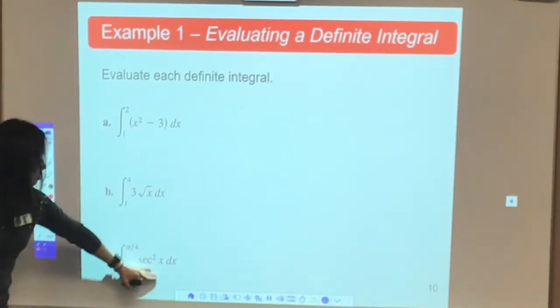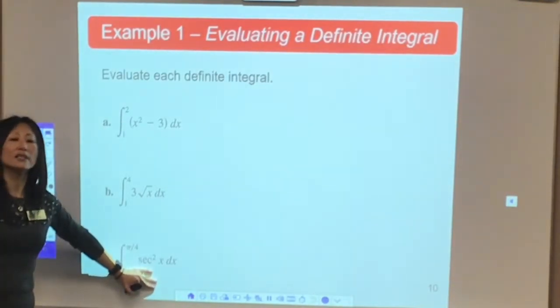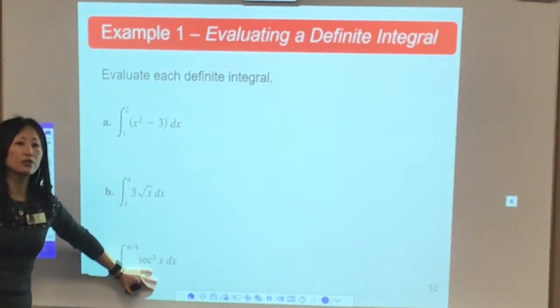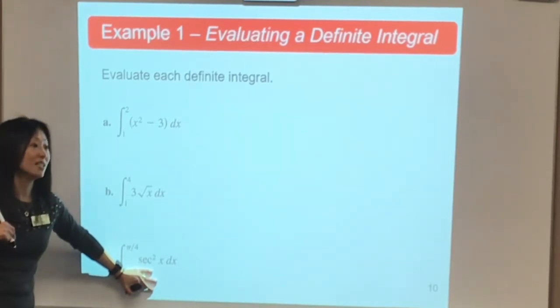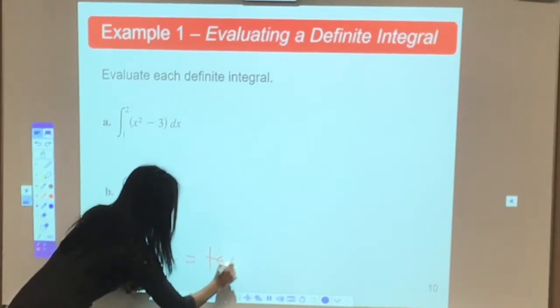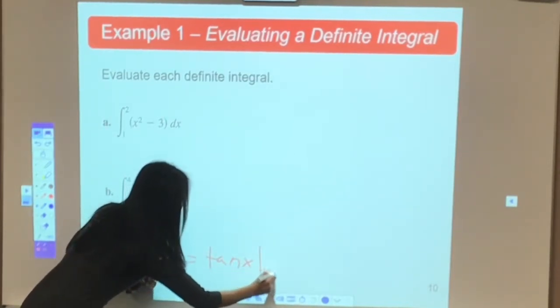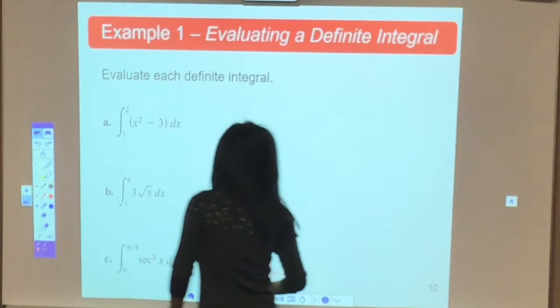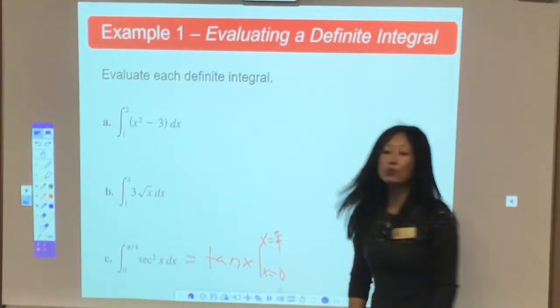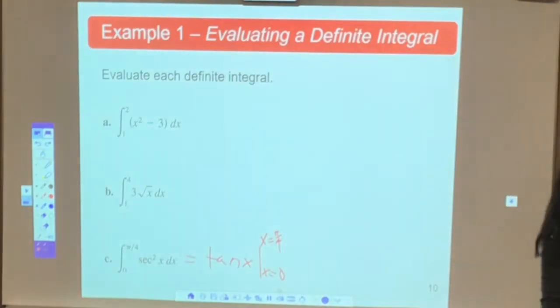All right, so what is this one, class? What's the antiderivative of secant square? What does it give you? Which trigonometry function? Better memorize it. Tangent, right? This is a tangent. Things like that, I cannot help you because you're supposed to memorize it. Are you with me, class? So the antiderivative of secant square is a tangent.